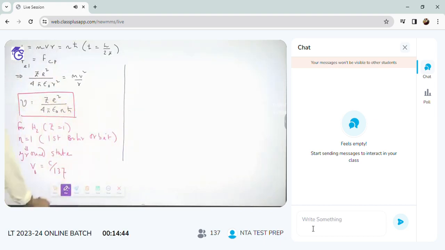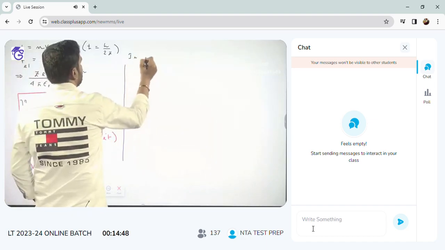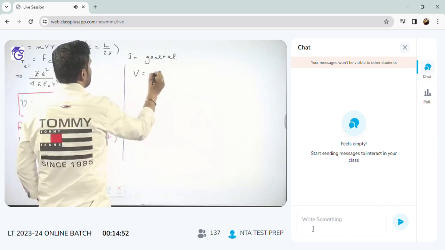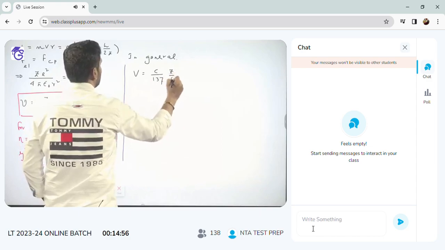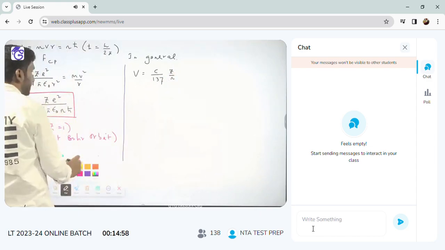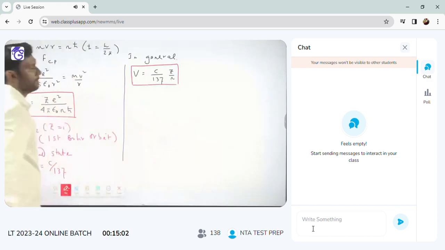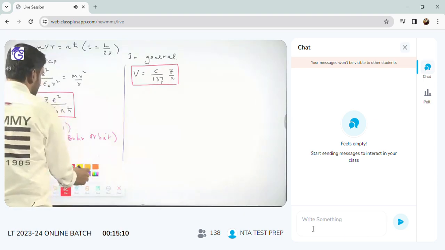From here, in general, we express V is equal to C divided by 137 into Z by n. This is the general equation for V. Correct? Yes. Very good.